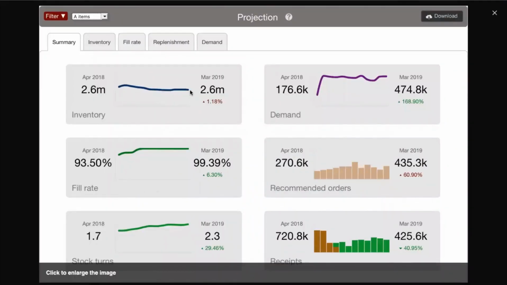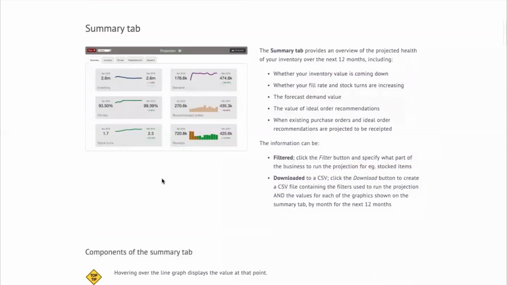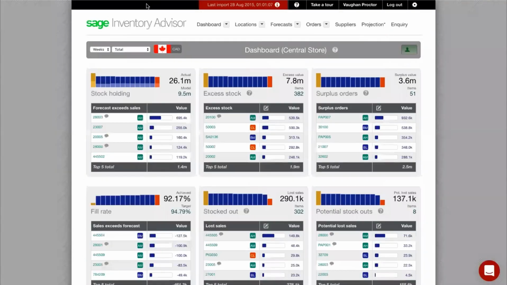So I can see my inventory levels and where they're going to be 12 months from now. I can see my demand and how that's going to change. My fill performance, this looks pretty good. We're going to get up to 99% in a year's time. My stock turns, my recommended orders, so I can see what I'm going to be spending, and then firm orders as well as firm receipts as well as recommended receipts into the future. So it becomes quite powerful from an analytics point of view. Also, planning cash flow and that kind of stuff for the business. So we have that as an additional module.